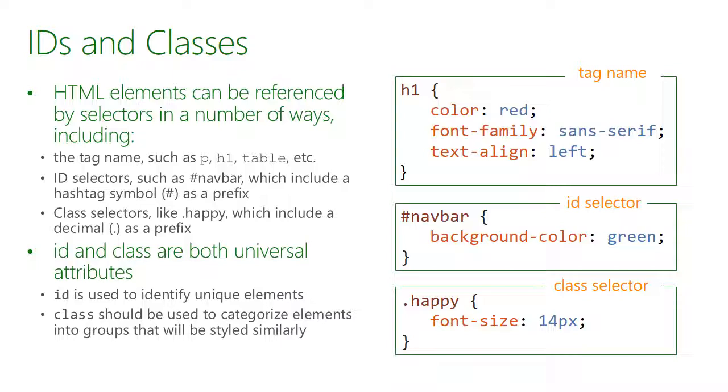ID and class are both known as universal attributes, so they can apply to any element. Okay, so ID is used to identify a unique element on the page, whereas class should be used to categorize elements into groups that will be styled similarly. And we'll see the importance and the relevance of this as we progress into further lessons.